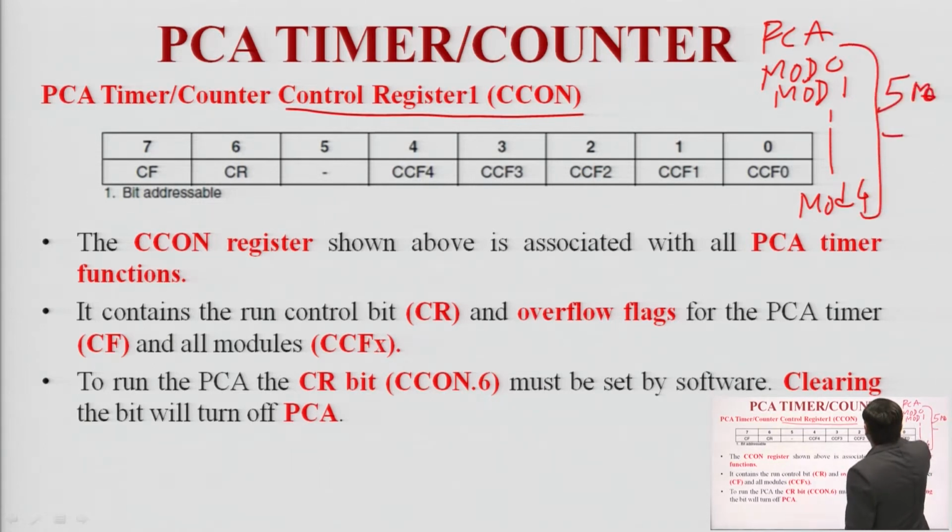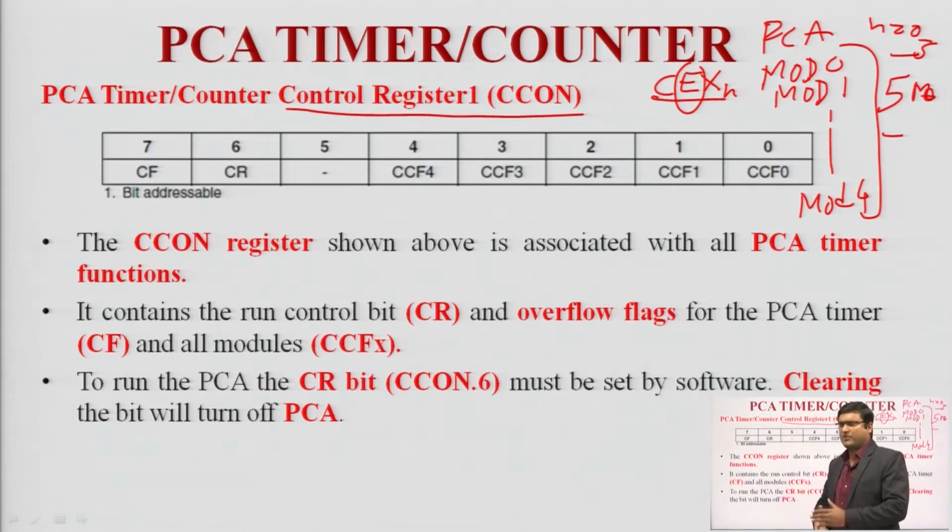Each module is connected with a respective pin, that is CEXn, where n varies from 0 to 4. CEX means compare external timer operations. So, each module is associated with a CEX pin, and each module operates in particular modes. For example, it can work on the rising or falling edge, on the PWM mode, high speed output toggle mode, and watchdog timer mode. Watchdog timer basically works on module 4 only, as we have seen in the previous lecture, and the last one is the software timer mode. All these operations are controlled by the CMOD register, which we have seen in the previous lecture.